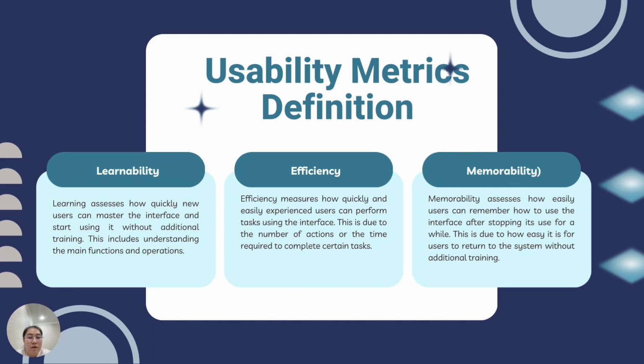Next is efficiency. Efficiency measures how quickly and easily an experienced user can perform tasks using the interface. This is determined by the number of actions or the time required to complete certain tasks. Next is memorability. Memorability assesses how easily a user can remember how to use the interface after stopping using it for a while. This is about how easy it is for users to return to the system without initial training.